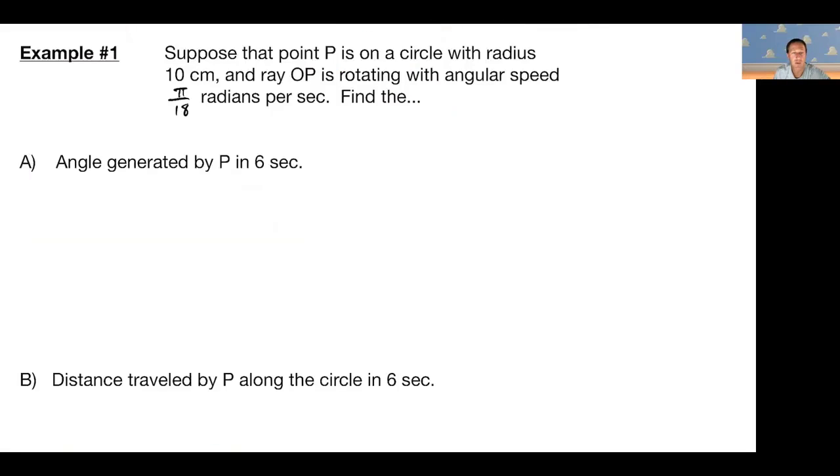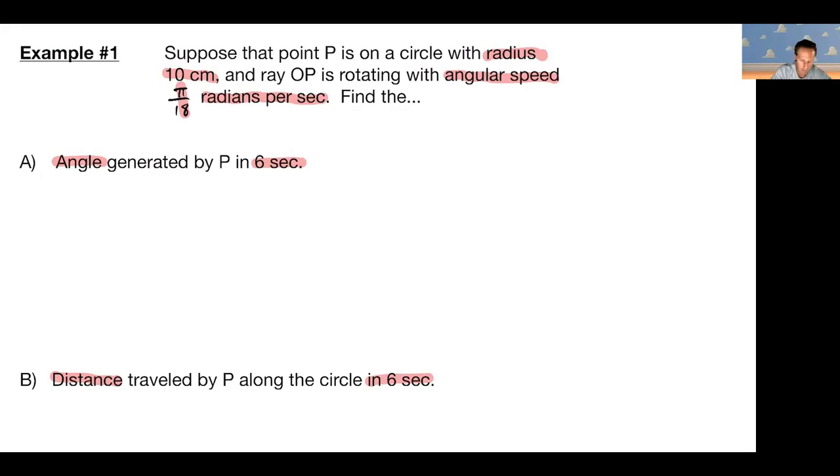So for this first example, it says, suppose we have a point P on a circle with radius 10 centimeters. So I'll highlight that. They're giving us the radius, and then they're giving us some ray, OP, and it is rotating with an angular speed of pi over 18 radians per second. They want us to find the angle, or theta, generated in 6 seconds, and then the distance by that same point in that same time, 6 seconds.